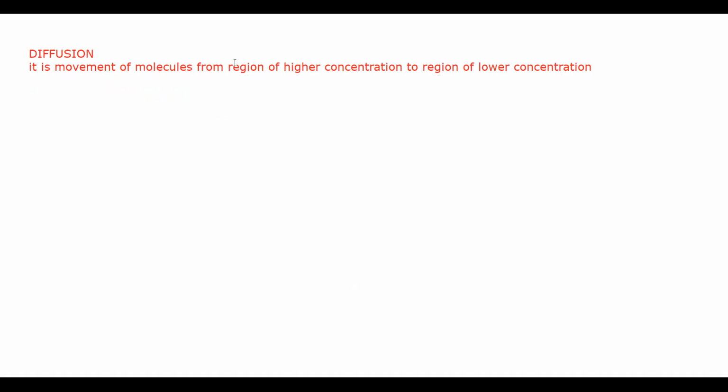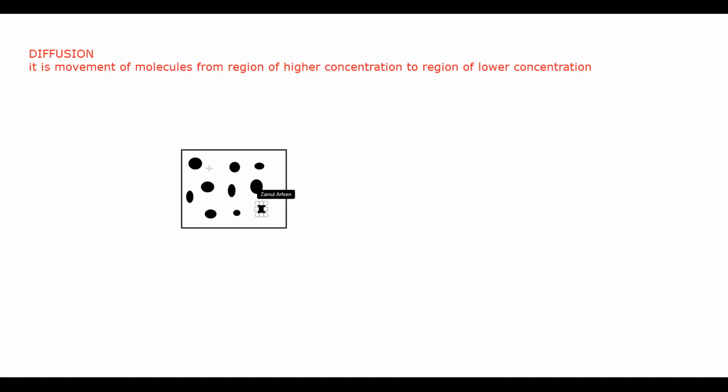For example, if you have a container which is filled with, say, vapors of alcohol, there are more particles in this region. Concentration means the number of particles present in a unit volume. When we use the term concentration, it means the number of particles present in a specific volume.